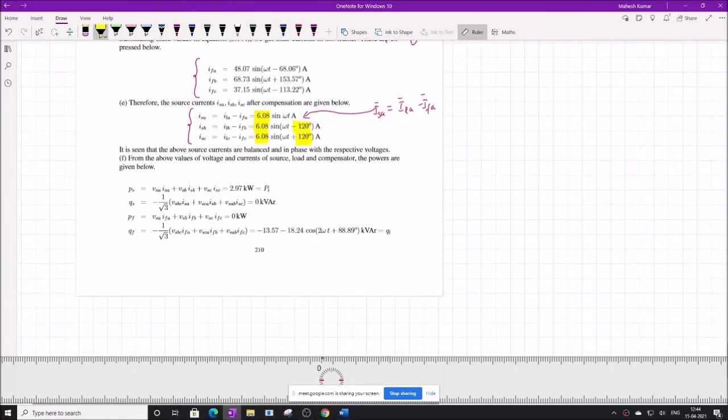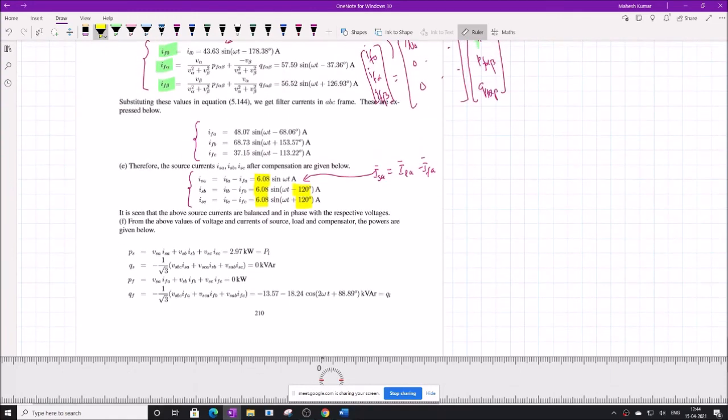Then we can further compute PS, QS, PF and QF. You can see here that PS is 2.97, which is equal to PL. QS we compute with the help of this expression, it is equal to 0, which must be 0 of course, because the source should not supply any reactive power to maintain unity power factor. And PF equals 0, the compensator should not have any active power. And QF equals QL.